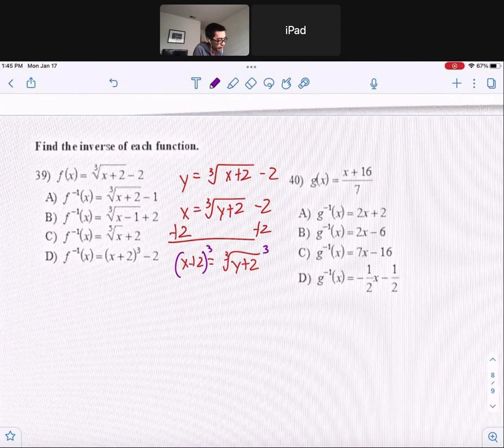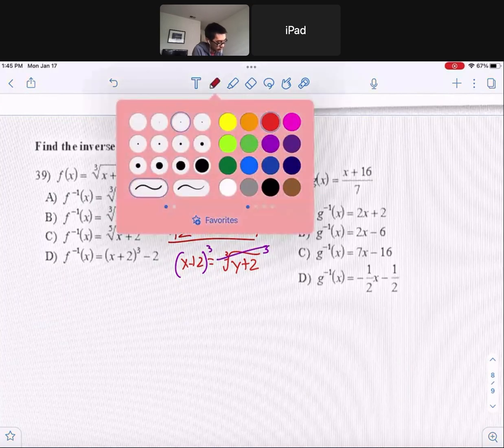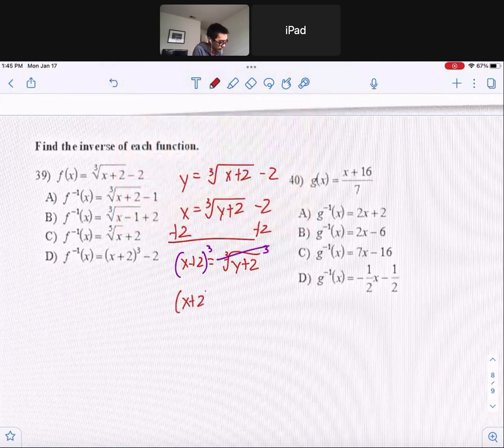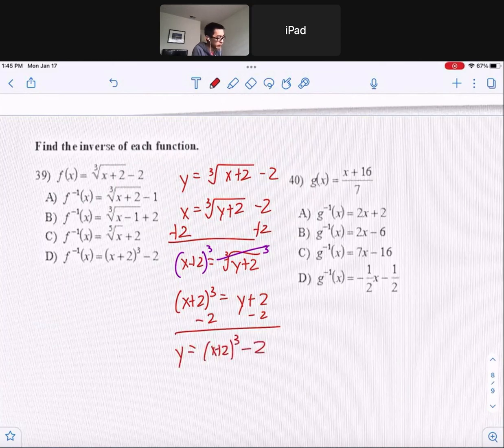Because that third power and that cube root, they will cancel. We just have x plus 2 to the third equals y plus 2, and then lastly, subtract 2 to both sides. Your guys' inverse function is x plus 2 to the third minus 2. It's going to be D.